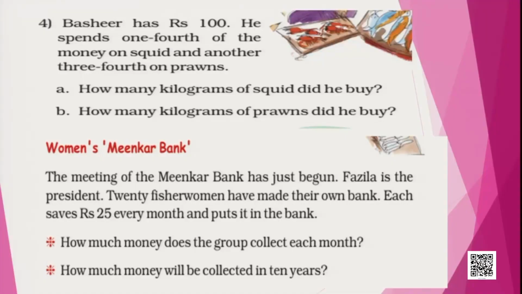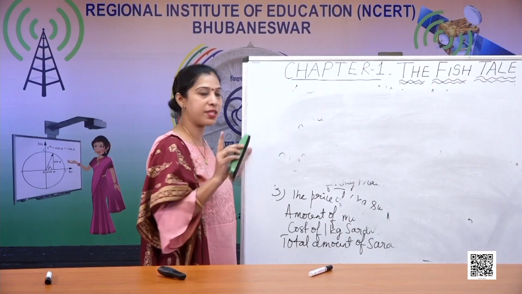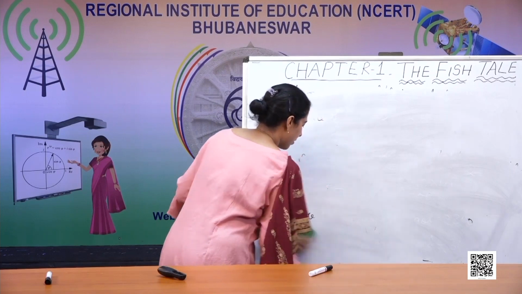Bashir has taken 100 rupees and went to the market to buy fish. He spends 1/4 of the money on squid and another 3/4 on prawns. How many kilograms of squid did he buy? How many kilograms of prawns did he buy? Let's see how much fish Bashir got for that 100 rupees. First, we have to find out the price of squid per kg and the price of prawns per kg. So let's write down.